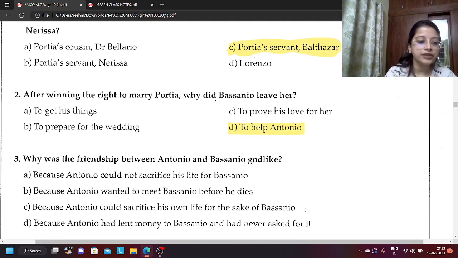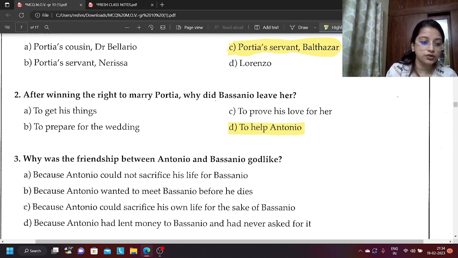Next, number 3. Why was the friendship between Antonio and Bassanio godlike? Because Antonio could not sacrifice his life? No, of course Antonio could sacrifice, right? Because Antonio wanted to meet Bassanio before he dies, now that can be anybody, no, I want to see my mother before I die. So that does not make it godlike. Because Antonio could sacrifice his own life for the sake of Bassanio, good point. Because Antonio had lent money to Bassanio and had never asked for it. No, that is not that good. This will be the right option, that he can even sacrifice his own life for his friend.